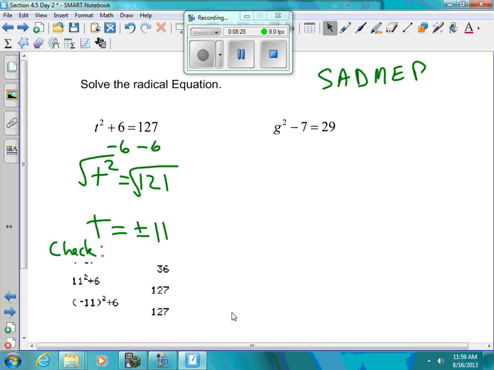I'll give you a minute here to do this one as well if you haven't already. Pause it. Come back when you're ready to check your work.